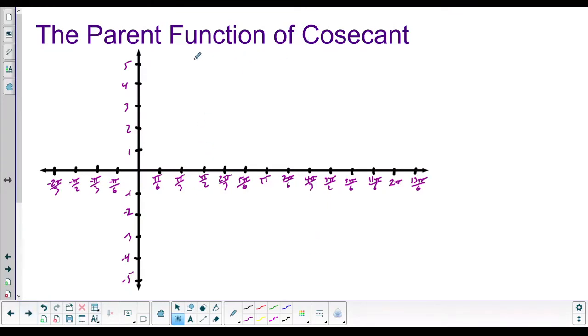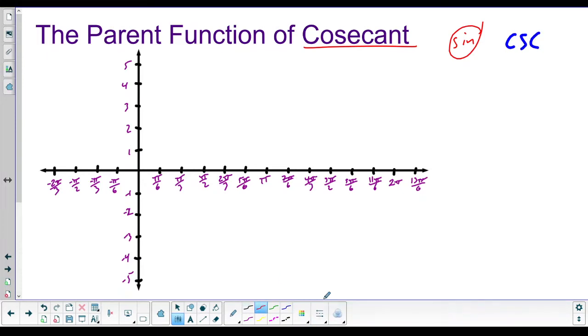So we are going to graph the parent function of cosecant. Before we do that, let me go ahead and graph sine really quick. So we're going to graph sine, and that's going to make it really easy for us to graph cosecant. Okay? So let's do sine in red, and then I'll do cosecant in blue.